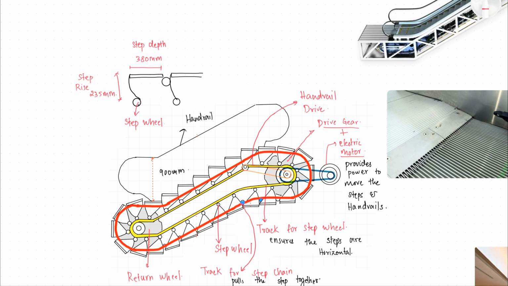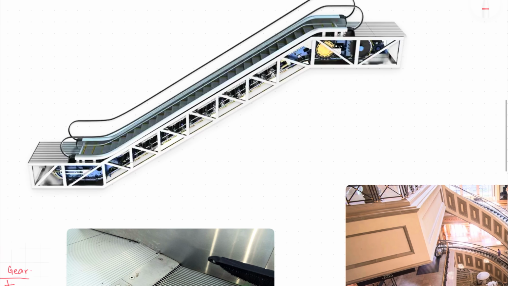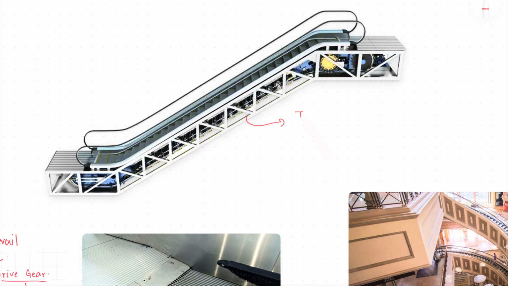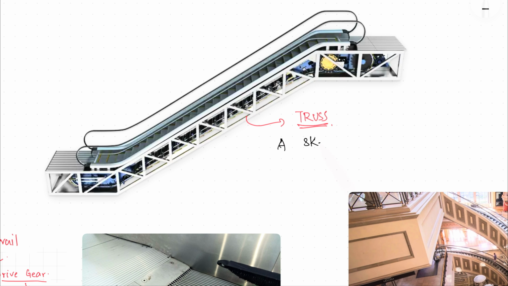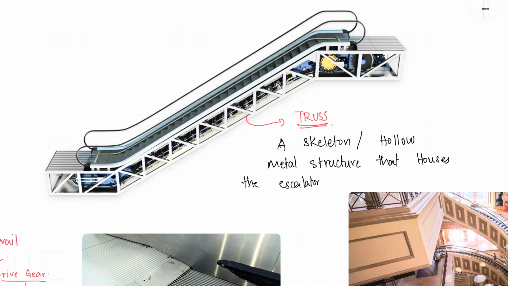Okay, and if you see, this is your truss. Your truss is basically like a skeleton or a hollow metal structure which houses all the mechanisms and all the electrical and other parts of an escalator. Basically, it's a skeleton for your escalator. So truss is a skeleton or a hollow metal structure that houses the escalator and its parts. So here you can see the drive gear. You can see the steps folding back and going forth. So these are all the parts.